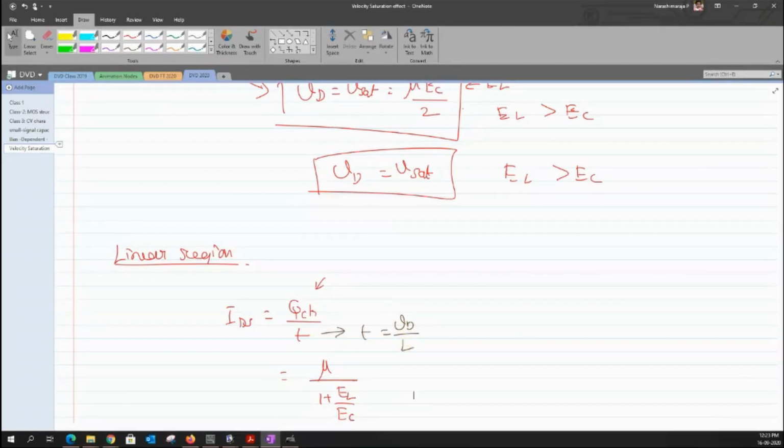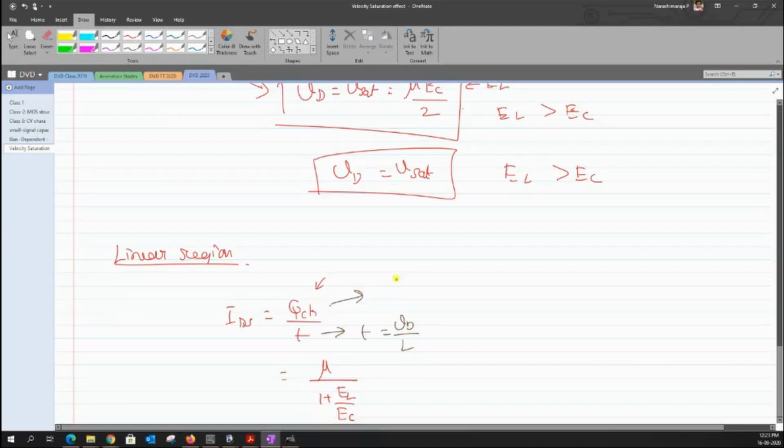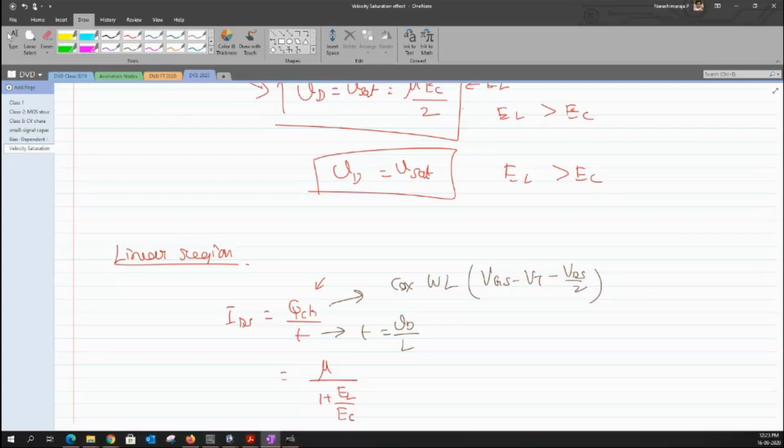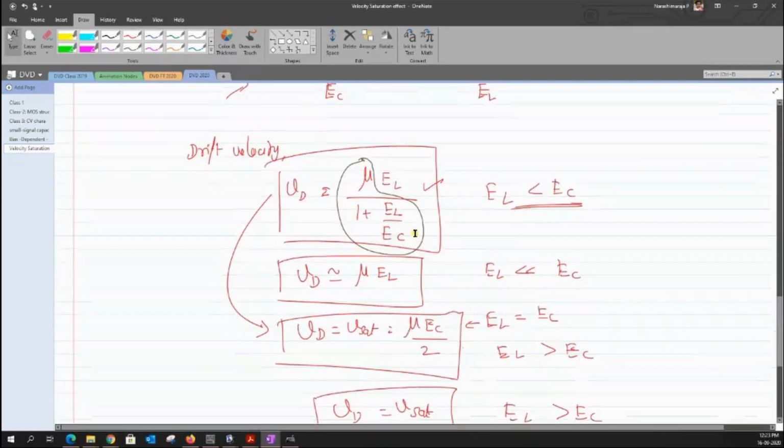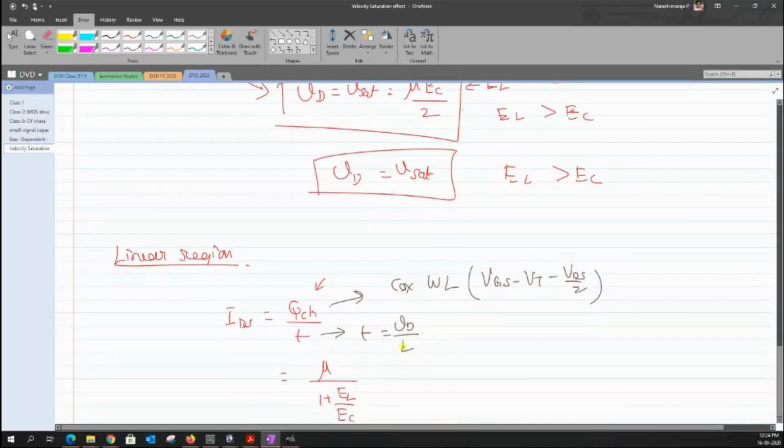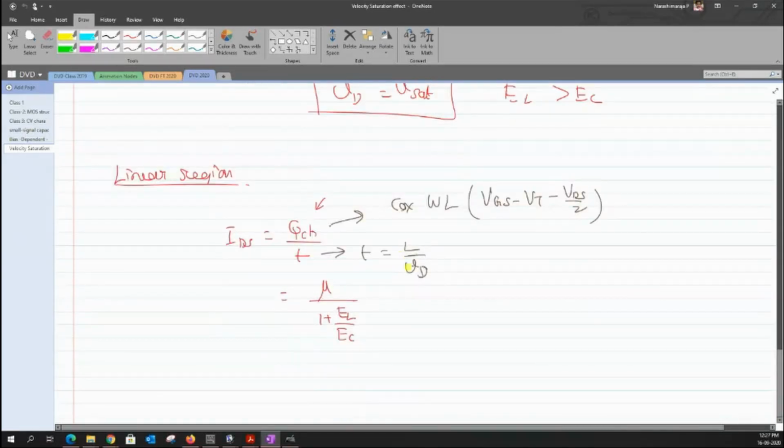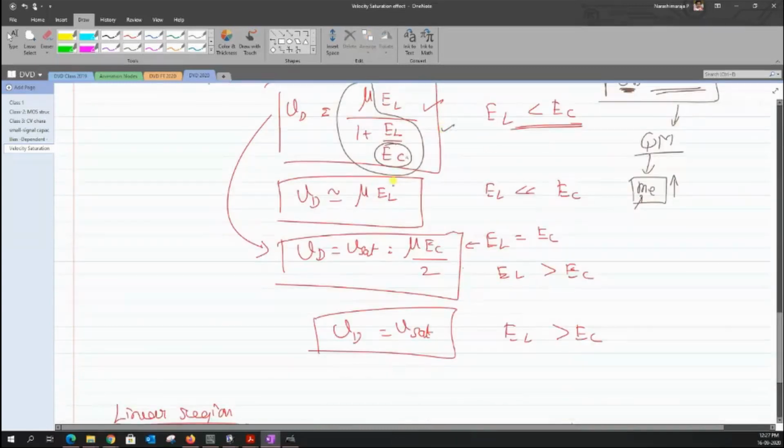Okay, and then once you keep substituting the QCH, whose value I wrote earlier, this VD, which was our drift velocity, can be represented by this expression, which is mu times EL divided by 1 plus EL divided by EC. I'm just trying to substitute each of these quantities here. Did I write this properly? Yes. So now you just plug in the value of this VD that we had over here, because we are in the linear region.